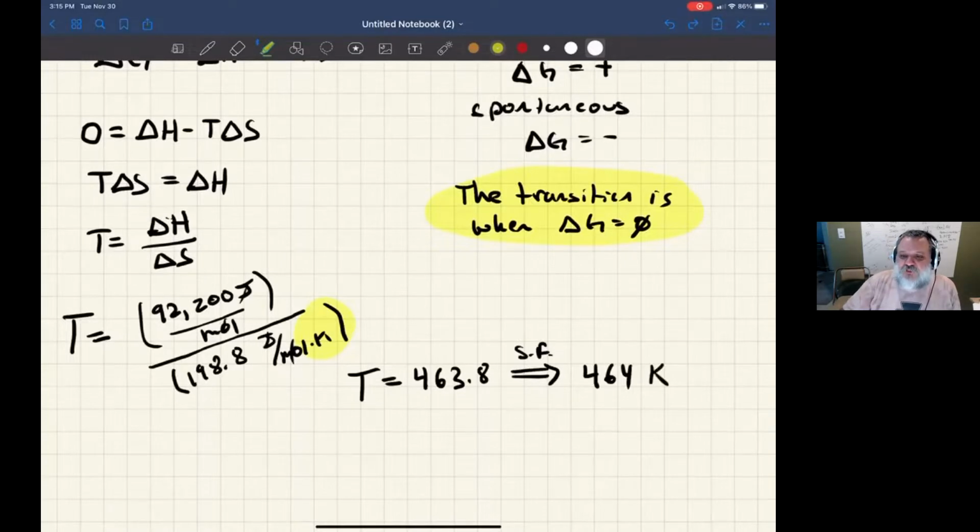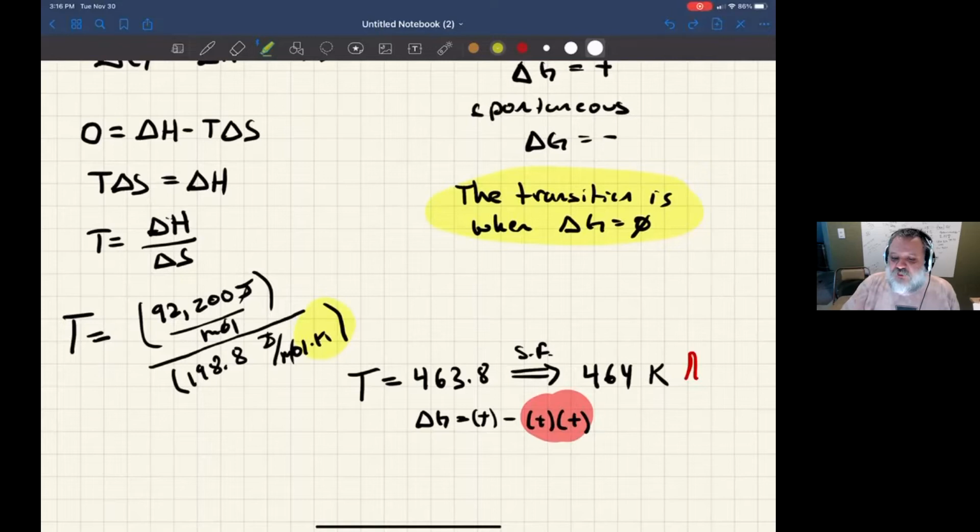Now, is it that temperature and above or that temperature and below? Well, remember that delta G was equal to delta H, which was a positive number, minus T, which is always positive, times delta S, which is also positive. So that means that this quantity in red is always positive. And so I'm subtracting a larger number. And so if I want delta G to be negative, then that quantity in red has to be big. And so it's 464 Kelvin and above. That's the temperature. And that's it for this problem.